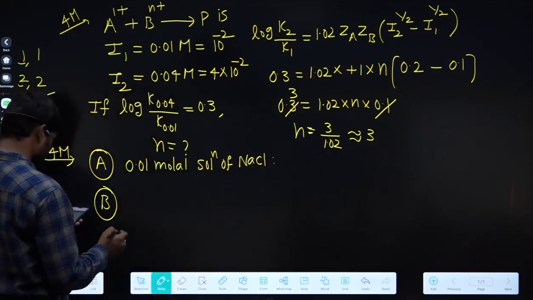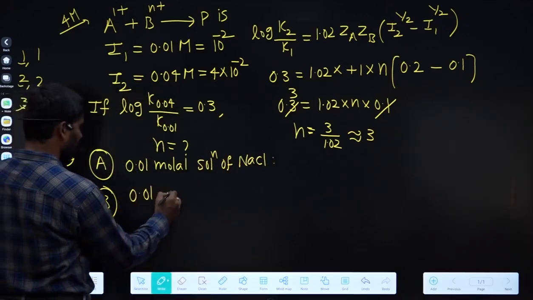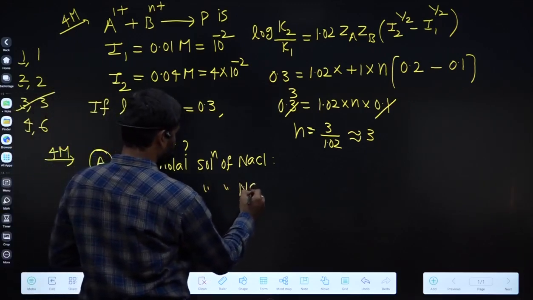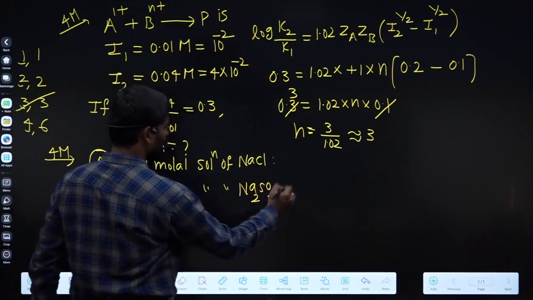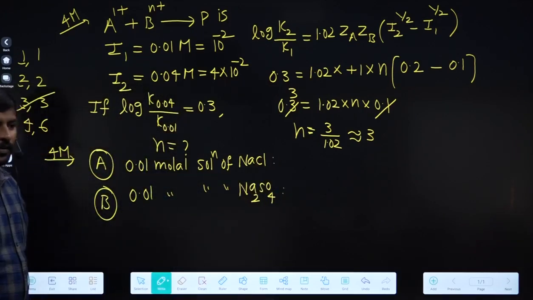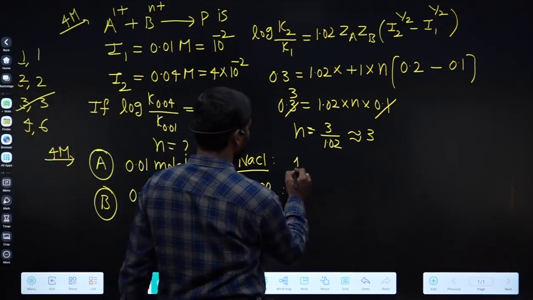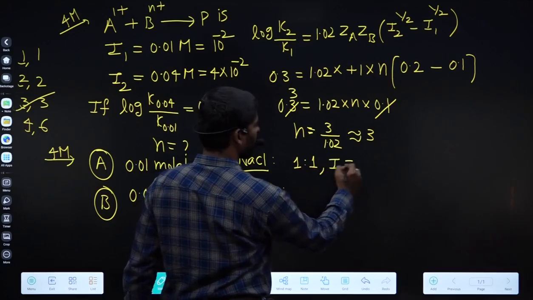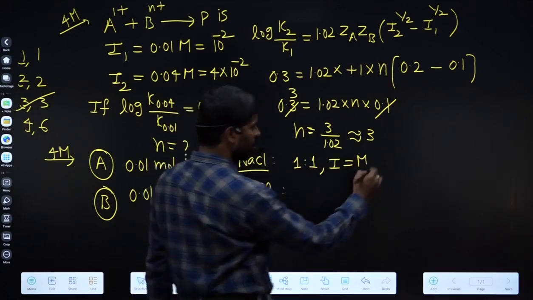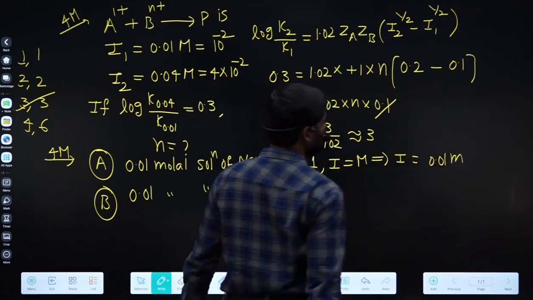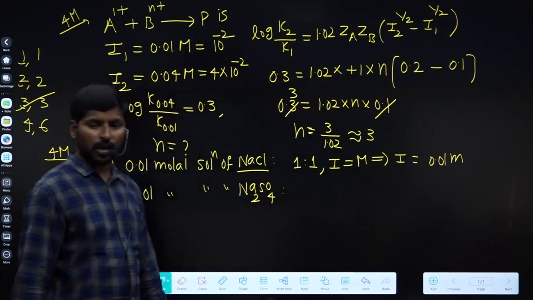Second one, 0.01 molal solution of Na2SO4. Directly tell me, Andy. What is the ionic strength for 0.01 molal solution of NaCl and 0.01 molal solution of Na2SO4? NaCl is which type of electrolyte, Andy? 1:1 electrolyte. I is equal to m only. That means I is equal to 0.01 molal given. So small m, I am using molal.